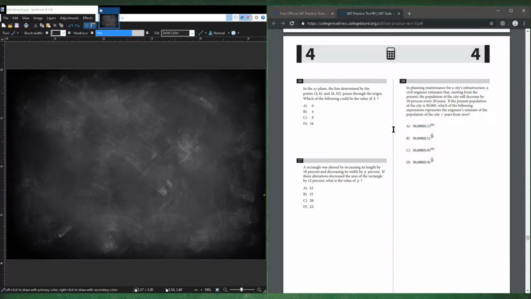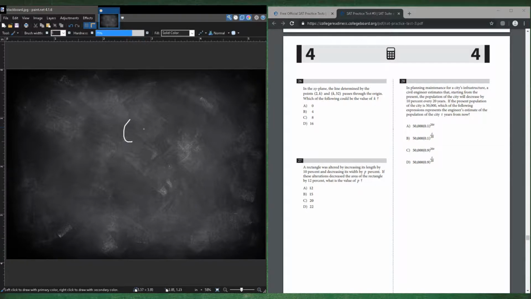28. In planning maintenance for city infrastructure, a civil engineer estimates that starting from the present, the population of the city will decrease by 10% every 20 years. If the present population of the city is 50,000, which of the following expressions represents the engineer's estimate of the population of the city 2 years from now? So the population of the city would decrease by 10% every single 20 years. So decreasing by 10% would mean 1 minus 10%, which is 0.9, every single 20 years. So it'll be the exponent divided by 20, because in 20 years it would decrease by that much. So the initial amount is 50K.